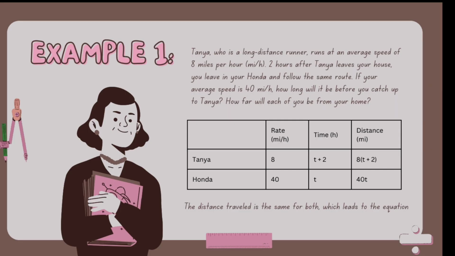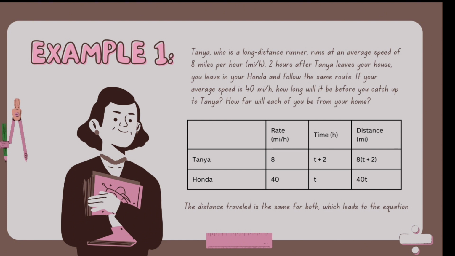For our first example, Tanya, who is a long-distance runner, runs at an average speed of 8 miles per hour. 2 hours after Tanya leaves your house, you leave in your Honda and follow the same route. If your average speed is 40 miles per hour, how long will it be before you catch up to Tanya? How far will each of you be from your home?